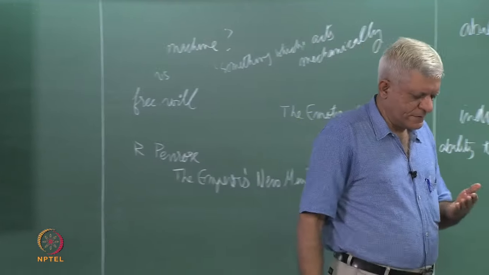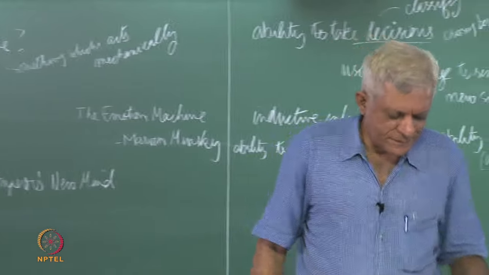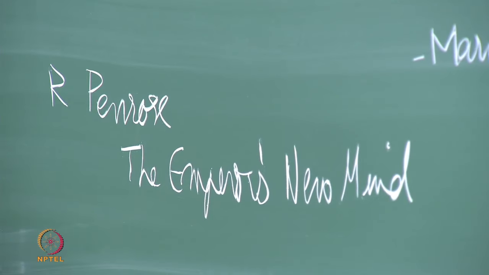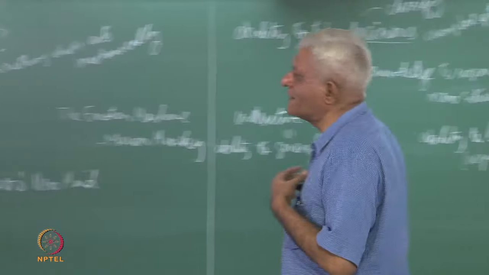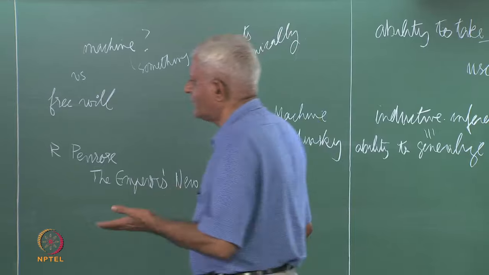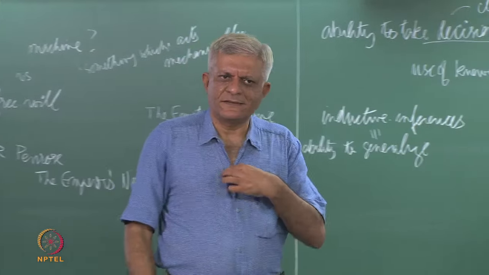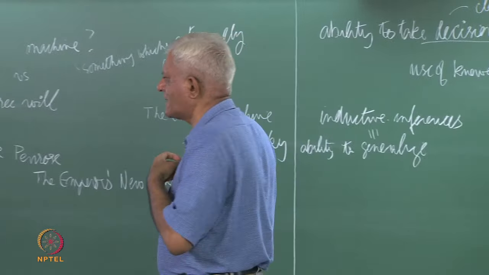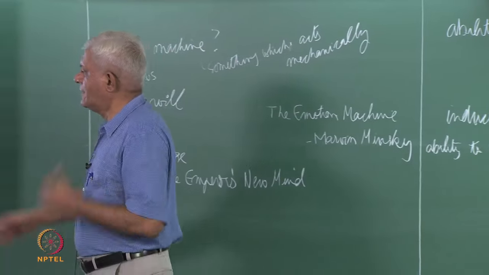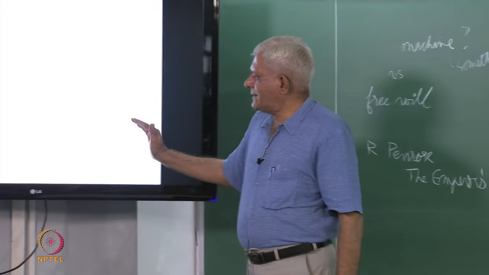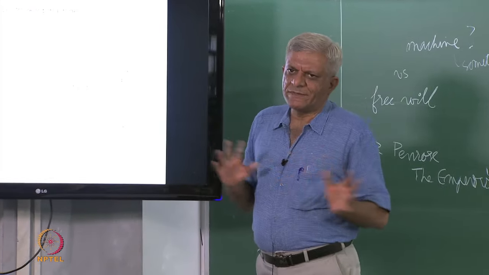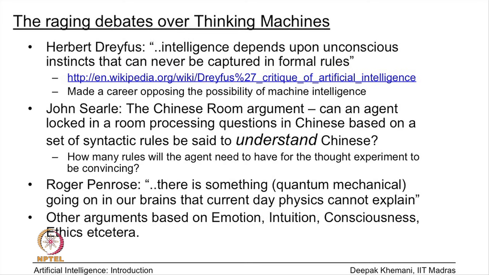So, parodying the emperor's new clothes, he is also asking this question about whether machines can think or not. His answer is that no, machines cannot think, we are the only thinking creatures, and he says that there is something happening in our brains which current day physics cannot understand, cannot explain essentially, and that is something he says with respect to quantum mechanics.